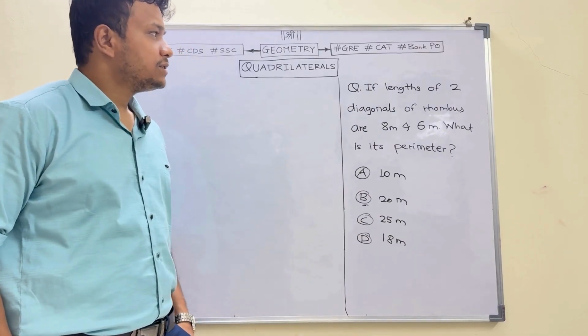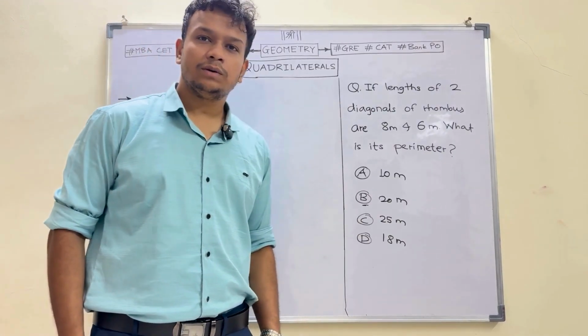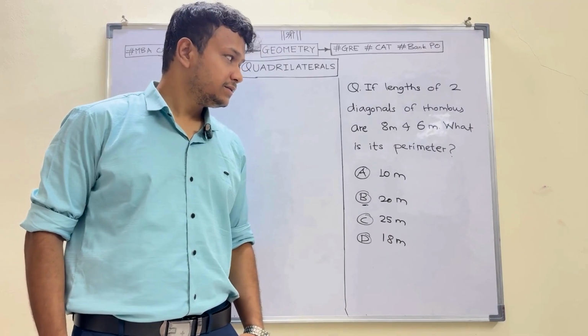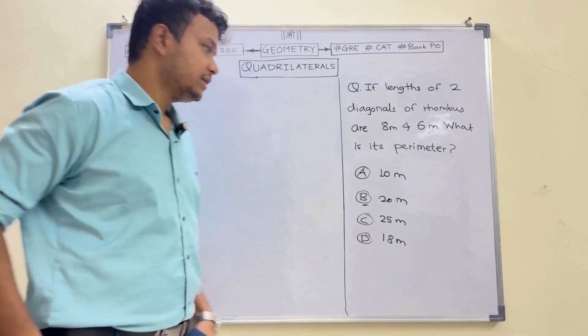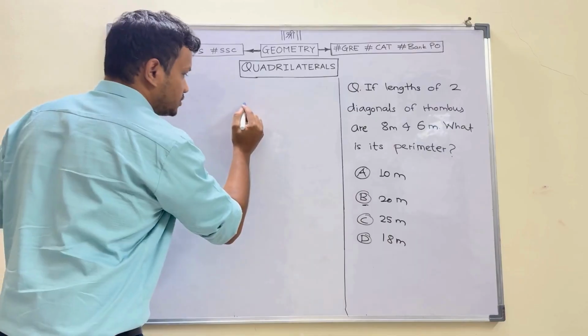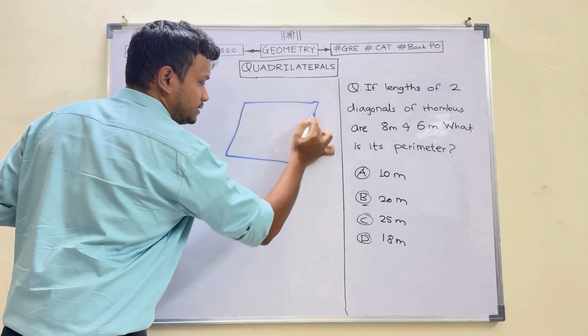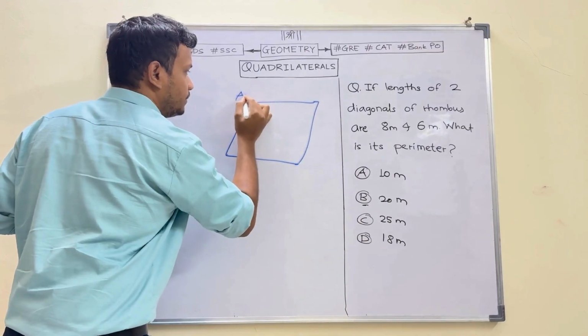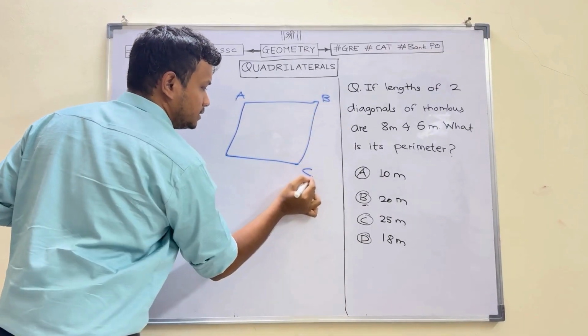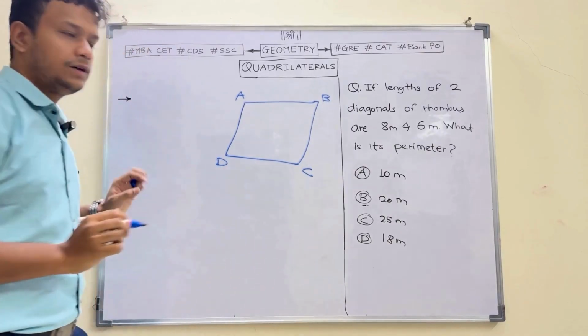So what they have given in the question: if lengths of two diagonals of a rhombus are 6 meters and 8 meters, what is the perimeter of the rhombus? So I'll just draw a rhombus here for reference quickly. So this is my rhombus. I'll just name the vertices of that rhombus as A, B, C and D, correct?